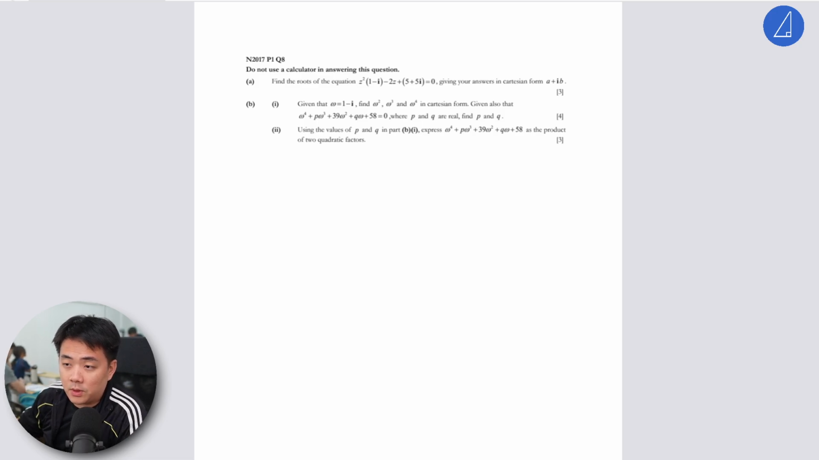Hey students, let's look at this question here, which was taken from the year 2017 paper, question 8. This question is on complex numbers. Do not use a calculator in answering this question. The first part: find the roots of this equation, giving your answer in the form a plus bi.